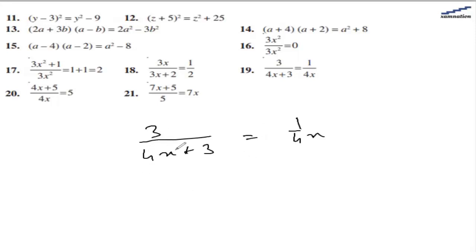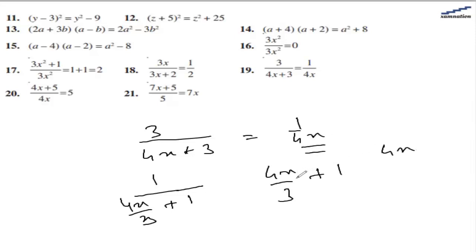So let's divide the left hand side, all the numbers, by 3. So we have 1 upon 4x by 3 plus 1. So here, as you can see, if you compare to the right hand side, the numerator is same, but the denominator, we have 4x by 3 plus 1, whereas it is shown as 4x. So basically we should change the 4x to 4x by 3 plus 1, and then only both the sides will be equal.